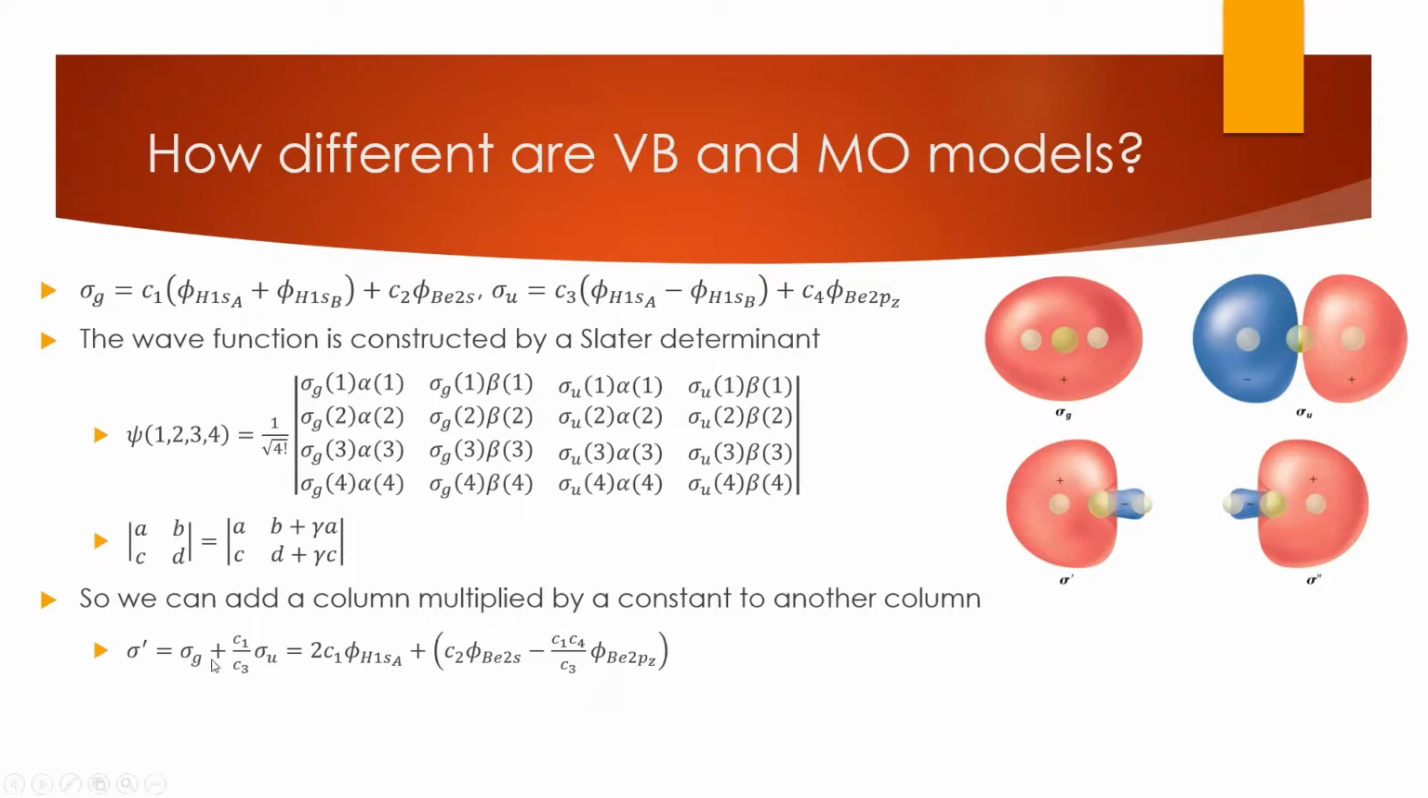And so we'll do something that maybe seems strange, but we'll see what's happening here. We'll take our sigma g column and we'll add our sigma u orbital multiplied by some constant. In this case, it's C1 over C3. Now, why do we do that? We'll go through this math. It'll be on the homework. What we can see is that when we do this, we end up getting an orbital that is now based on one hydrogen atom and the beryllium atom's 2s and 2pz orbital. In other words, we have obtained a localized bonding orbital. And we can do this again with our other orbital as well.